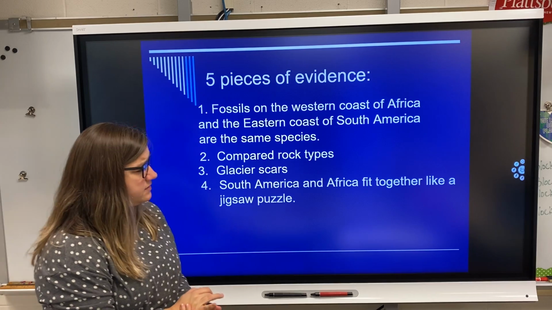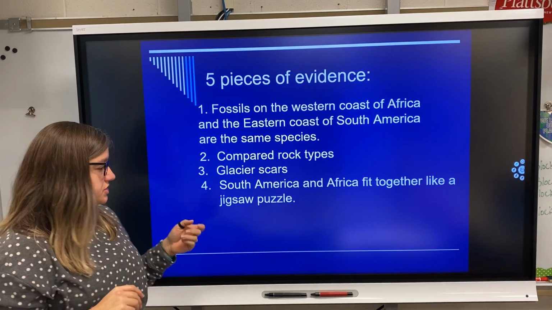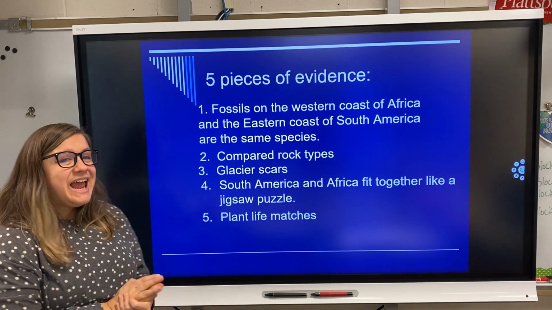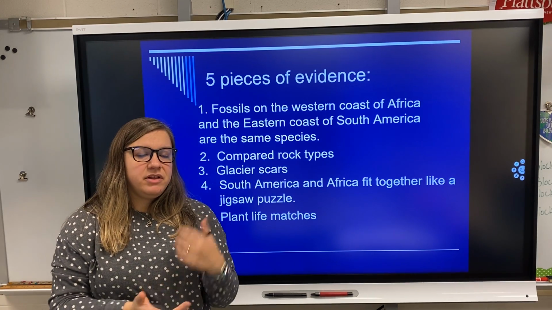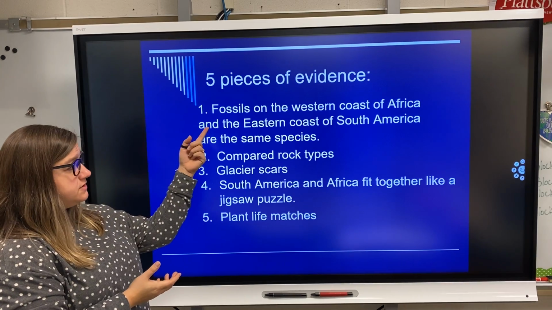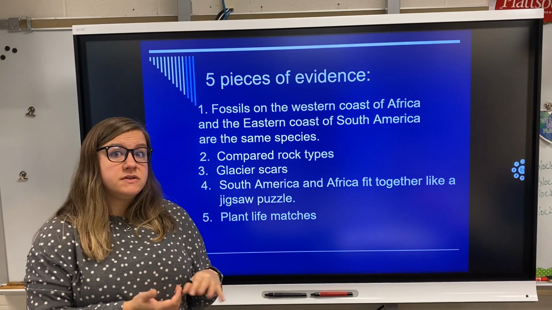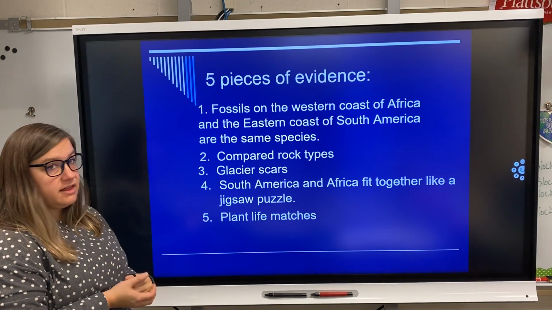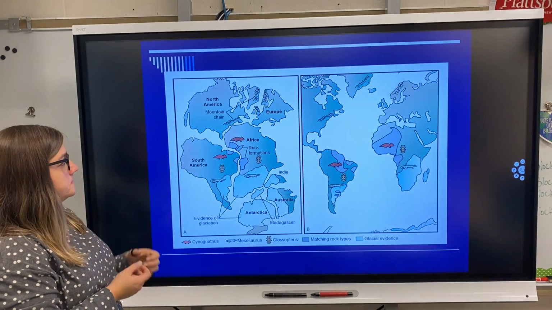Also, South America and Africa fit together like a jigsaw puzzle, we've already talked about that, and the plant life and the plant fossils also matched up as well. So it was not only the fossils of marine animals and other animals, but it also was the plant life that matched up as well.